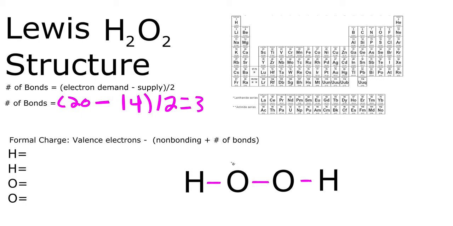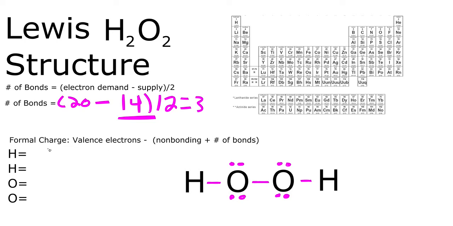Now let's fill in the remaining electrons to give octets. There we go. So we count them up, 2, 4, 6, 8, 10, 12, 14, which was our supply, so that checks out. Now let's do the formal charge.